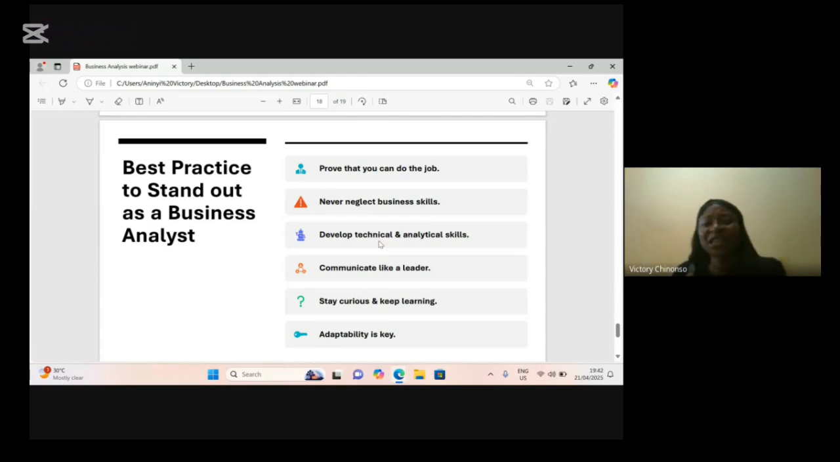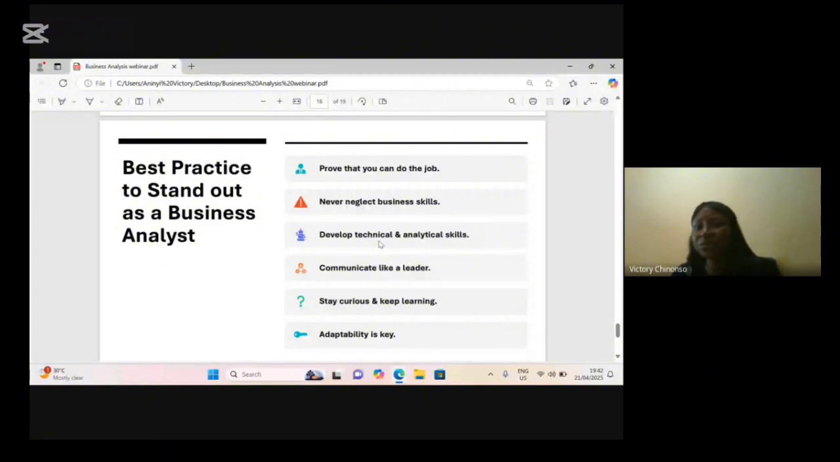Never neglect business skills. Develop technical and analytical skills. Communicate like a leader. As a BA, you are a leader. Sometimes in some companies, as a BA, you are even involved in the hiring process. Let's assume a company wants to start a project now. They need you as a business analyst because you are the one that understands the business. You are the one that has written the business case, everything that project is concerned about. You've written the money they need. You've written everything they need. That's what a business case contains, everything that you literally need on that project.